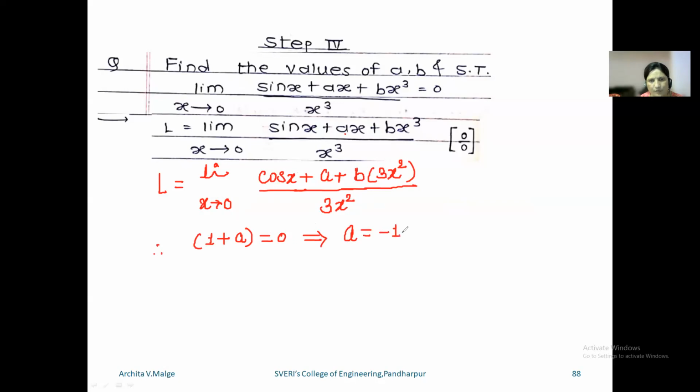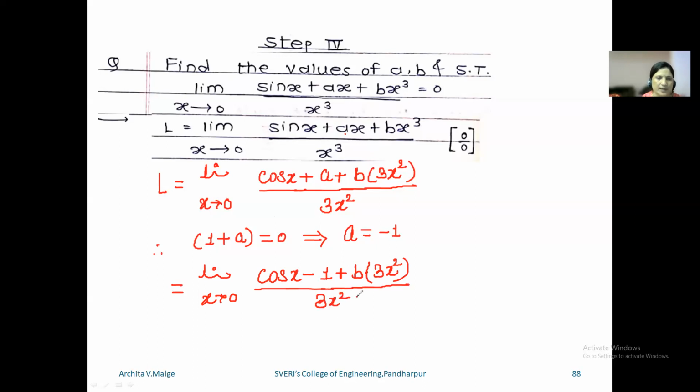which implies a is equal to minus 1. Put this value of a equal to minus 1 in this derivative, limit as x tends to 0. In the first numerator we put the value of a, that is minus 1. So cos x minus 1 plus b into 3x square divided by 3x square. Put x equal to 0. So cos 0 is 1, 1 minus 1 is 0, plus b into 0, divided by 0. So once again, we are getting 0 by 0 form.